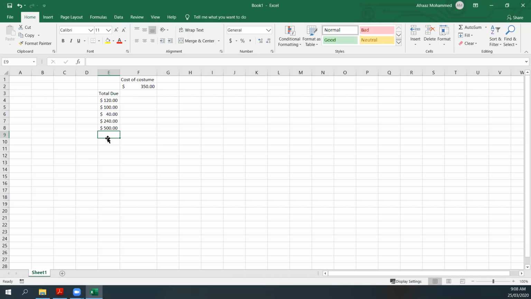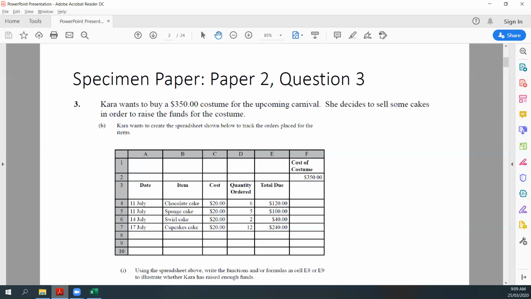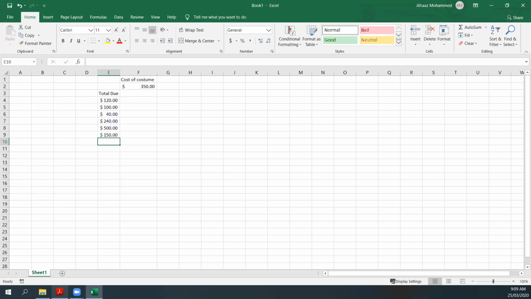In the next cell now, E9, you want to know if she has raised enough funds. And to do that, basically, you're going to subtract the amount of the costume from the amount raised, right? So you can say equal this value, amount raised minus the cost of the costume. And based on that, would you say she has enough funds? Did Cara raise enough funds to buy the costume? Yes, she did, because she raised $500 and the costume was $250. You all understand that now? Yes, sir. Yeah, okay, good.